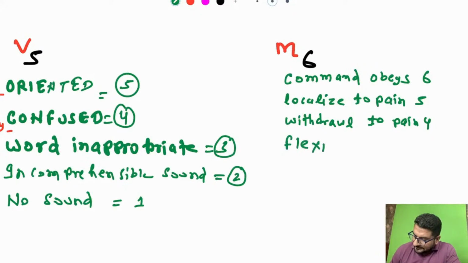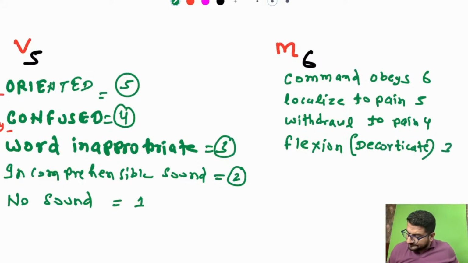Patient is coming, he is sitting with a flexion attitude like this. Patient सिकुड़ के ऐसे बैठा हुआ है. This flexion posture, this flexion is what we call the decorticate posture. Decorticate posture, then we give score of 3.